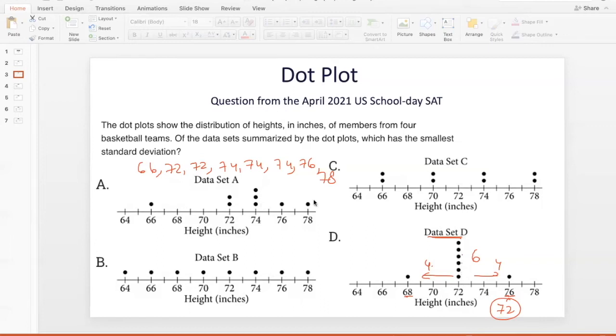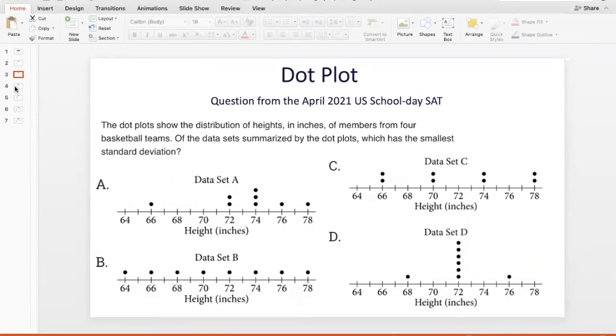If you look at other data sets, they are more spread out, right? Data set A is spread out from 66 to 78. Data set C is also spread out with some values around 66, 70, 74, and 78. And data set B has just one value each for 64, 66, 68, and so on. So the level of spread is the lowest in data set D, and so standard deviation is the lowest. So that was the dot plot.